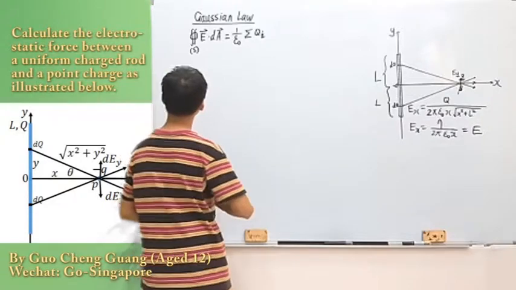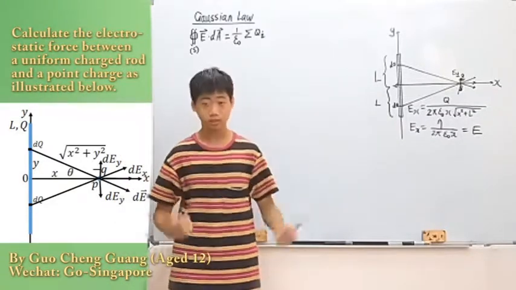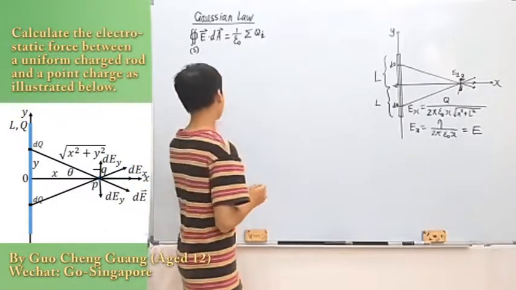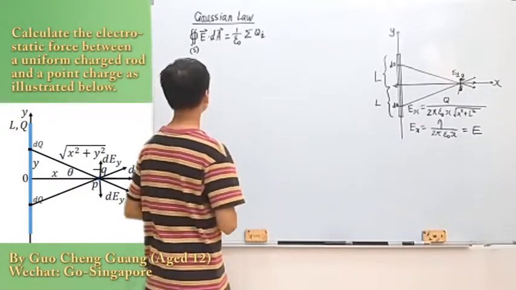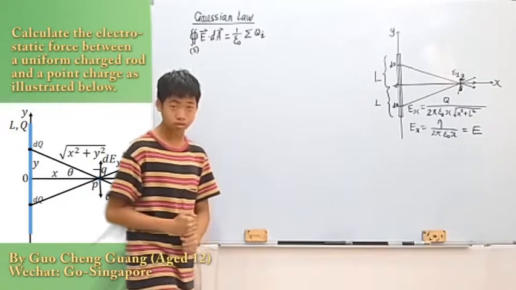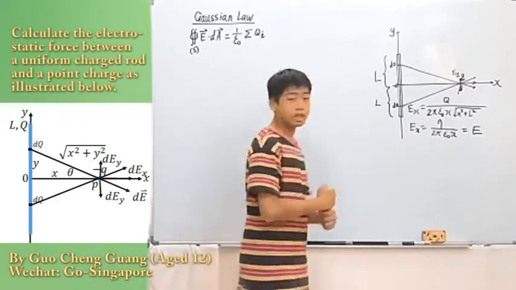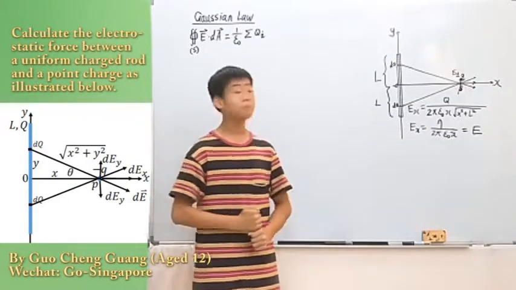And one limitation to this Gaussian law is that you can only use it for special cases. Okay, so you have to be aware of that. Only some cases you can use Gaussian law. There are actually many cases where you cannot use this Gaussian law. Well, in this case, let me just tell you, we can actually use it.